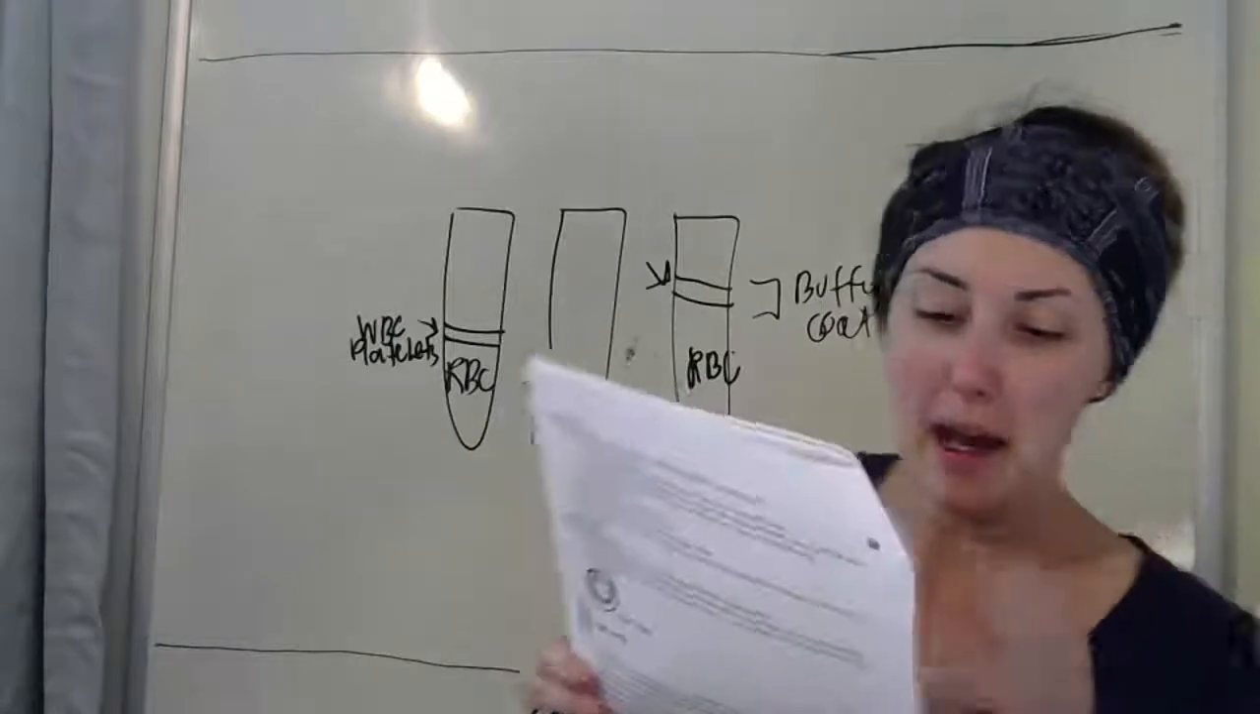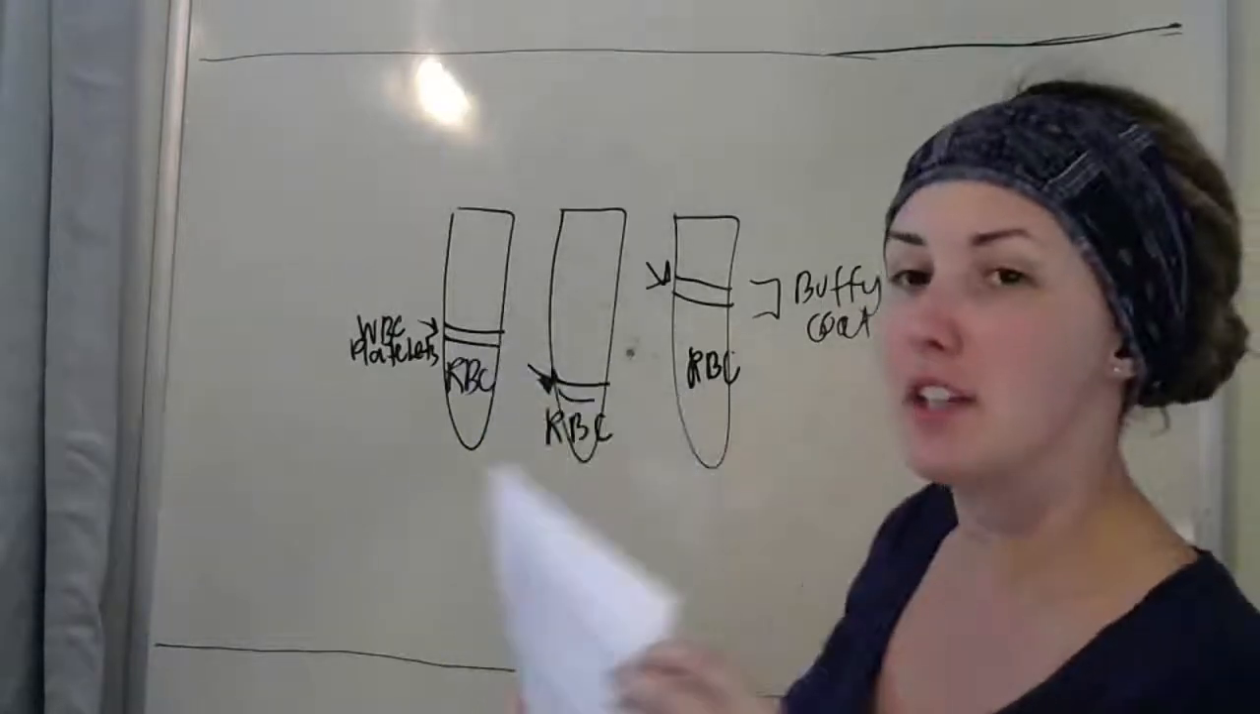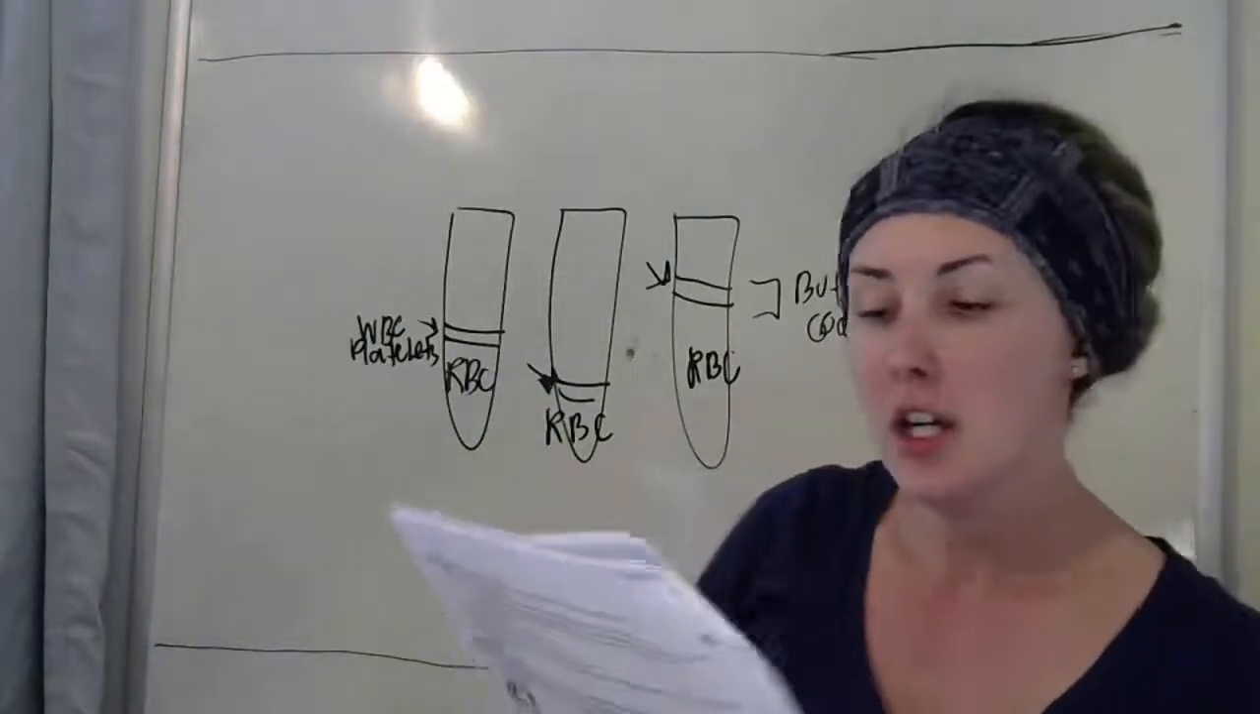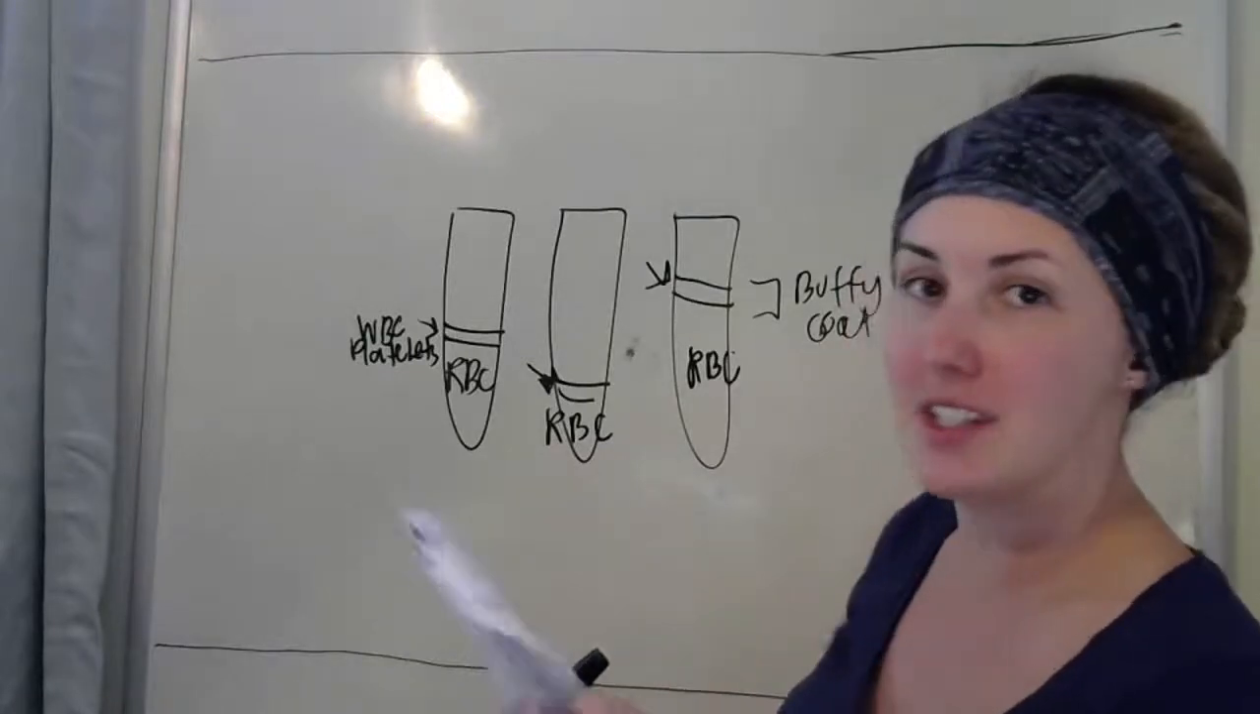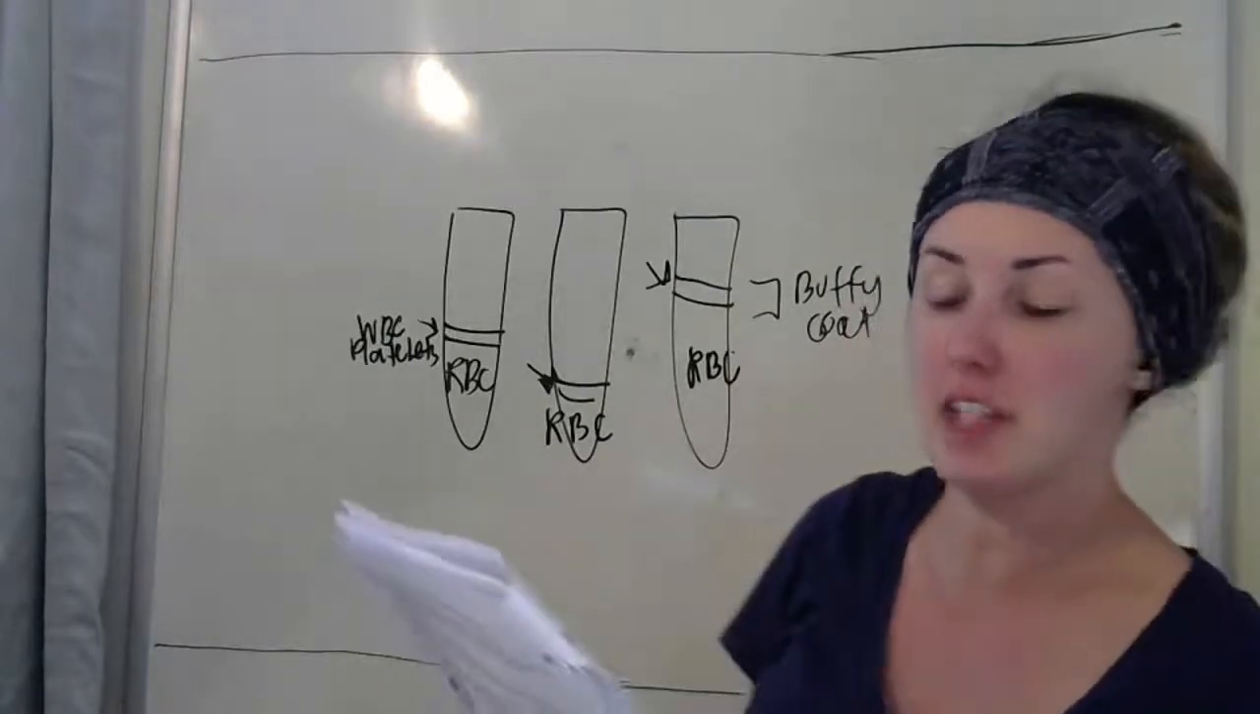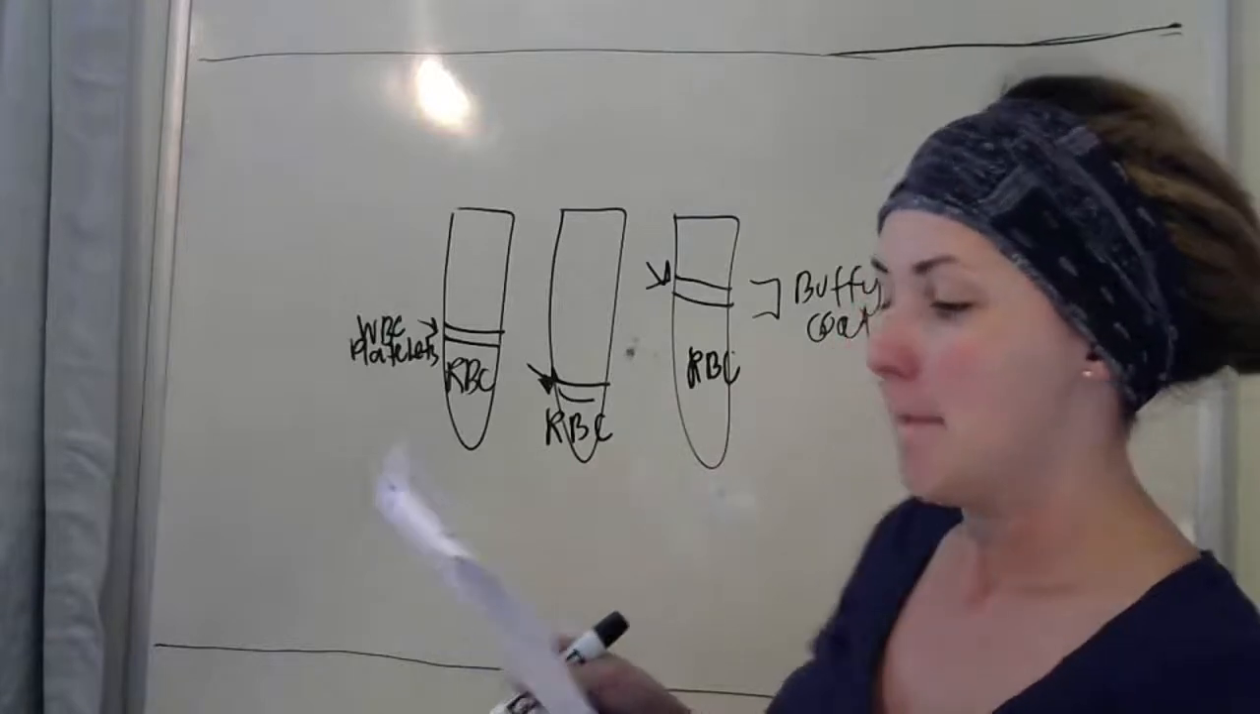If you have too many red blood cells, this is called polycythemia. If you have too few red blood cells, this is anemia. So they're both different types of anemia. They just mean different things.